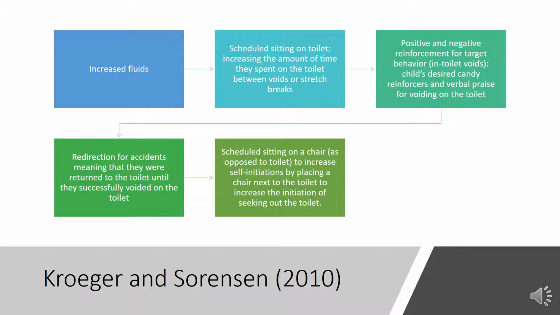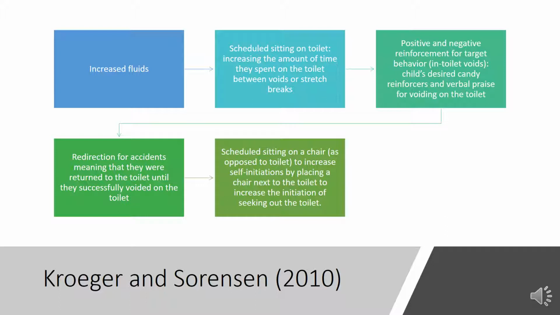And then in between voids as they were going, their break time and stretch time off the toilet could increase as well. They used positive and negative reinforcements for the target behavior, i.e. the in-toilet voids. So whenever the child voided on the toilet, they would get their desired candy reinforcers and verbal praise for voiding on the toilet, being told what a great job they did. Not voiding on the toilet resulted in being redirected, and if they had an accident, they were returned immediately to the toilet, and they weren't allowed to leave the toilet until they successfully voided on the toilet.